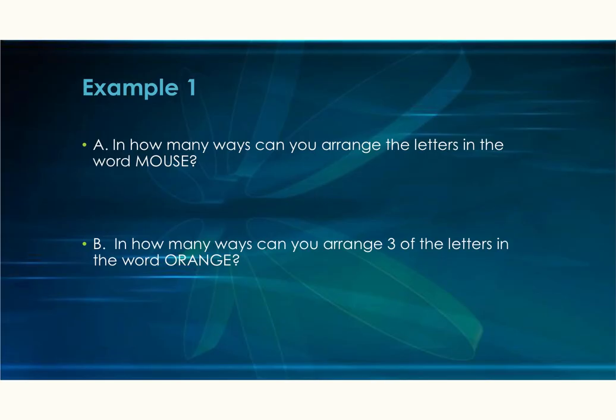Example 1 says, in how many ways can you arrange the letters in the word mouse? First, you have to look for 2 things. One is, is order important here? Yes, we're rearranging the order of the letters, right? Because that's going to come into play when we start to get into combinations. So order is important, which means it's a permutation. 2, are we using all of the letters in the word? Yes. So now it's just the factorial. So it'd be 5 factorial, or 5 times 4 times 3 times 2 times 1, which is 120.